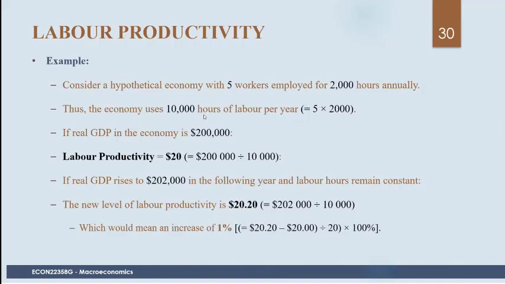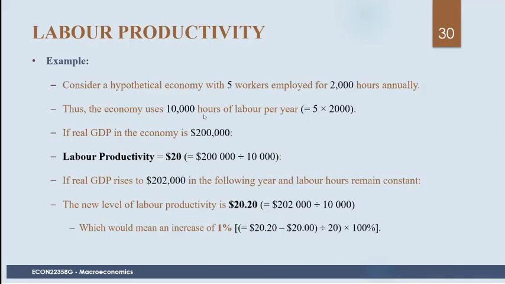So here labor productivity in terms of GDP, or that output, is $20. So we can say that $20 of value per hour per worker is what the productivity is. Productivity has to be per worker per hour, right? So here it's $20 per worker per hour.